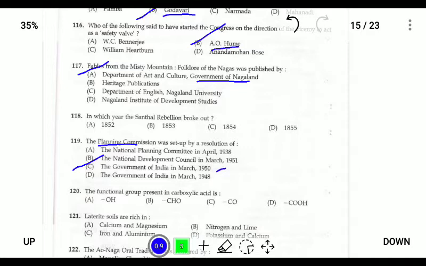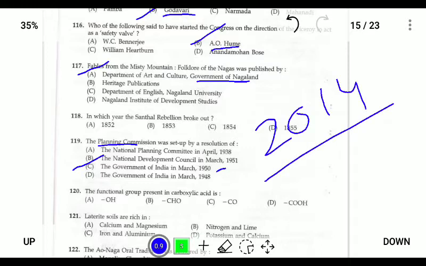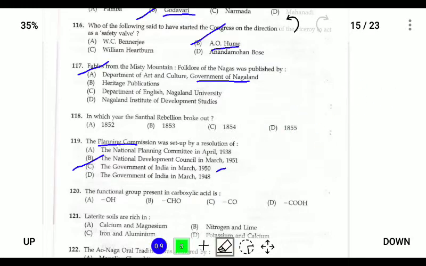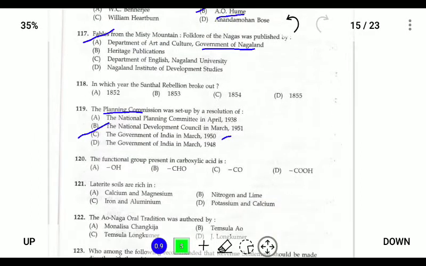However, the Planning Commission was replaced in 2014 by the Niti Aayog, which means National Institution for Transforming India.